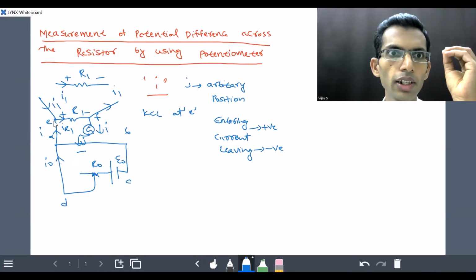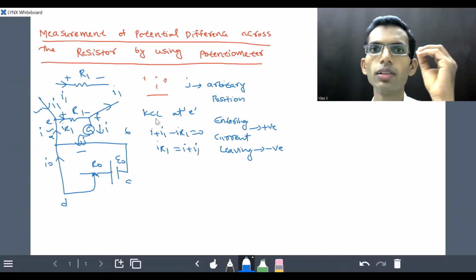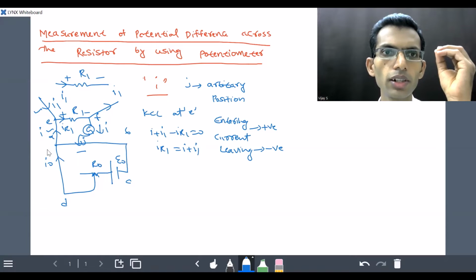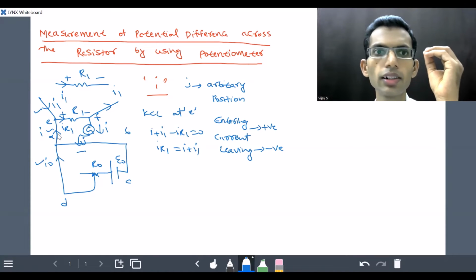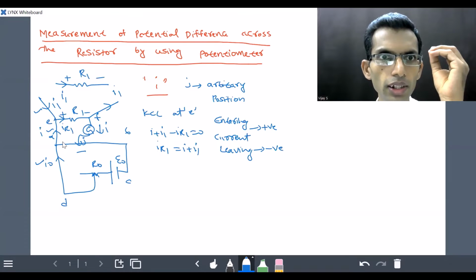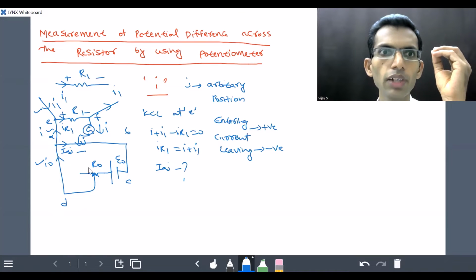I and I1 are entering currents, so they are going to be positive. IR1 is leaving, so it is going to be negative. So from KCL we get IR1 equal to I plus I1. Let us focus on the junction A. At junction A, I0 is the entering current, and I is the leaving current. What is the current flowing from A to J? Let us take it as IAJ. Let us obtain IAJ in terms of I0 and I.